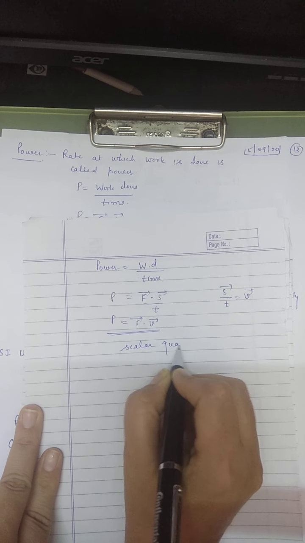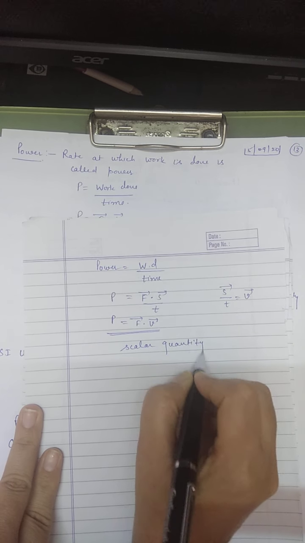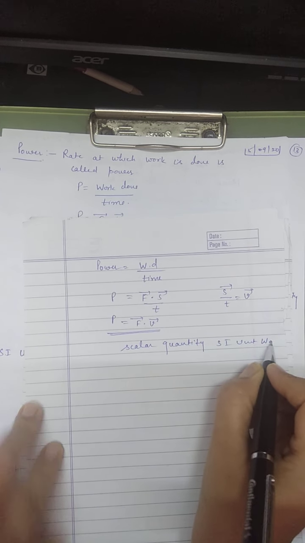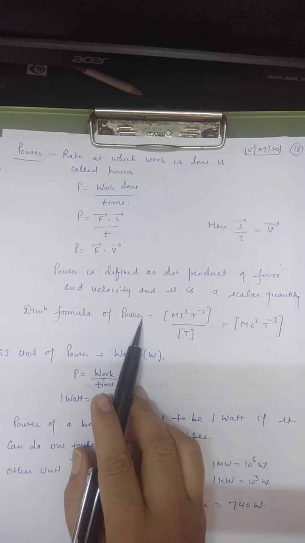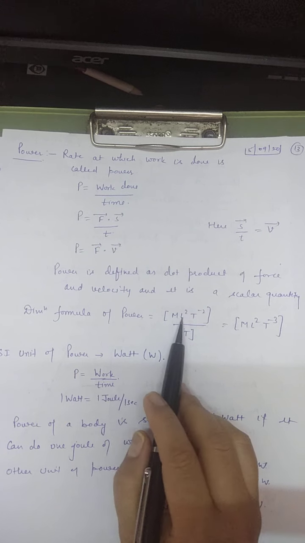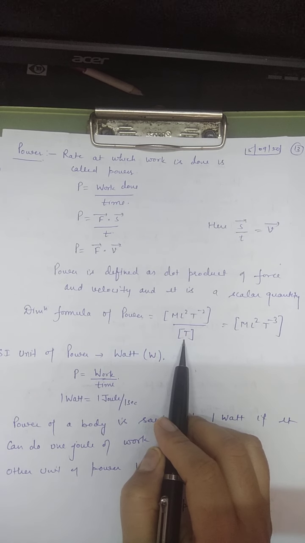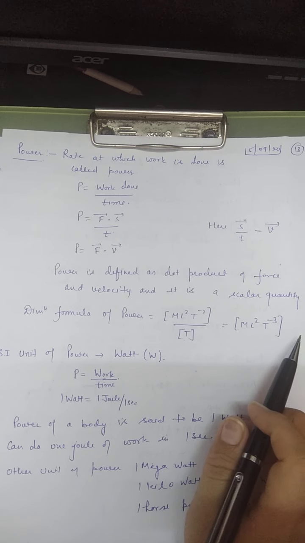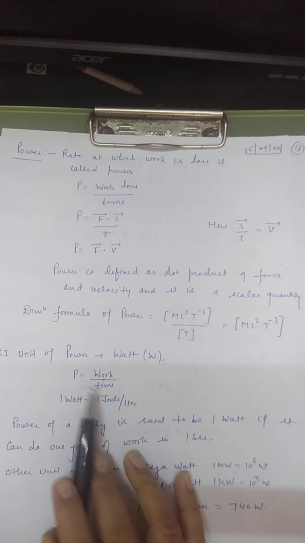Which type of quantity is this? Scalar quantity. And what is its SI unit? The SI unit is watt. Now the dimension formula of power is work, which is ML²T⁻², divided by time t. So it is ML²T⁻³. Right students? How do you define 1 watt of power?